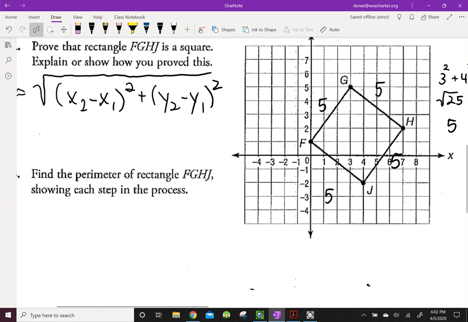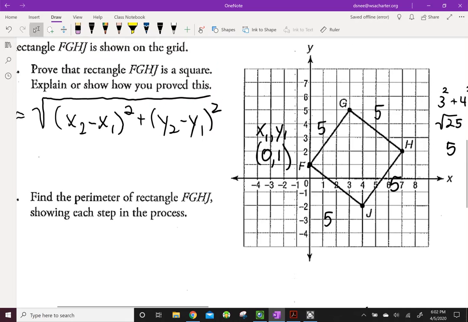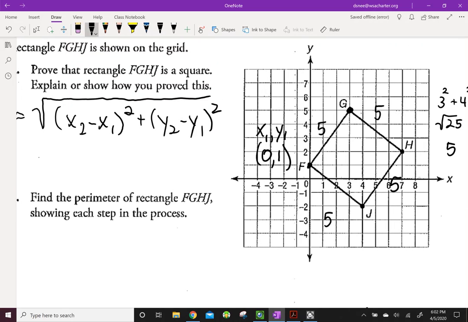And once again, we could use that distance formula, okay? If we said that F was at 0, 1, and we call that x1 and y1, and we say that G, point G up top here, is at 3, 5, we call that x2 and y2. Okay, we do 3 minus 0, and we square that, and we add, let's see, 5 minus 1, y sub 2 minus y sub 1, 5 minus 1 squared, and we get 3 squared plus 4 squared.